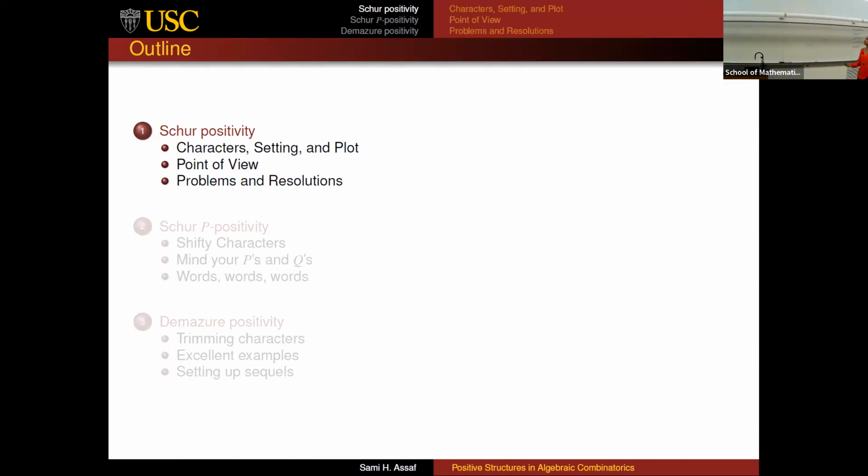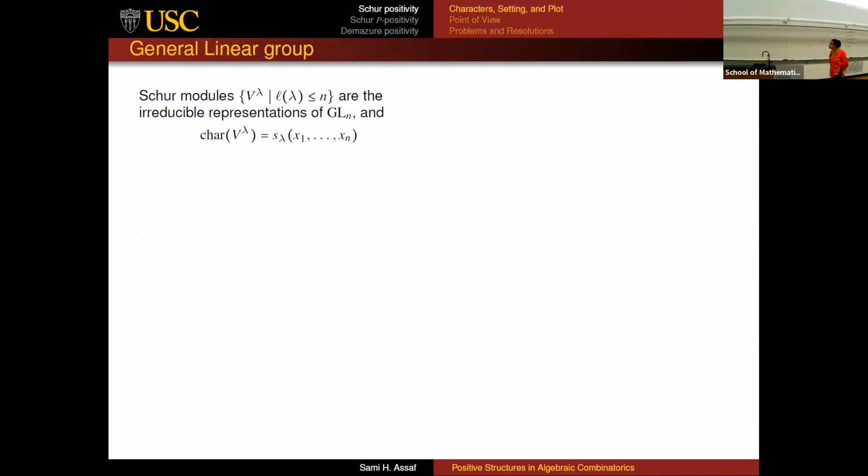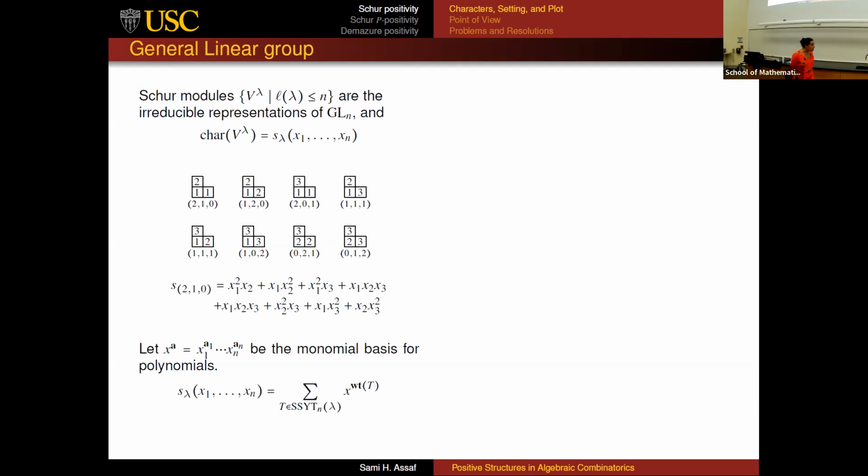So every good story starts with characters. So we're going to be talking about the Schur modules, except I'm not really going to talk about them. I'm going to talk about their characters, which are the Schur polynomials. And if you like, this is their definition, but I prefer this one. So they are the generating polynomials of semi-standard Young tableaux. These are weakly increasing in rows, strictly increasing in columns.